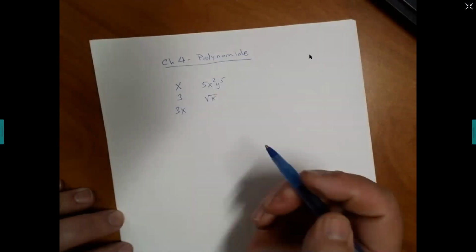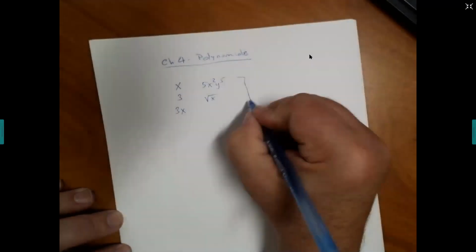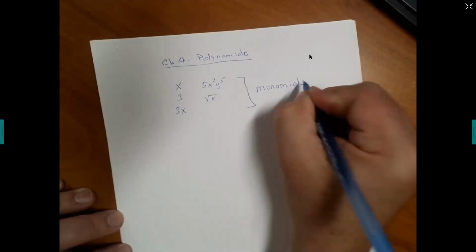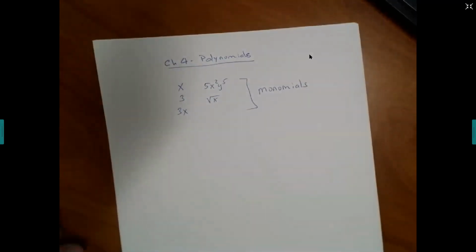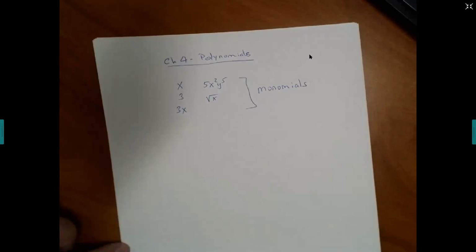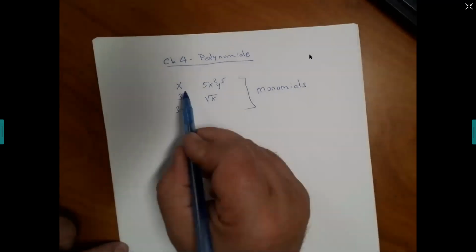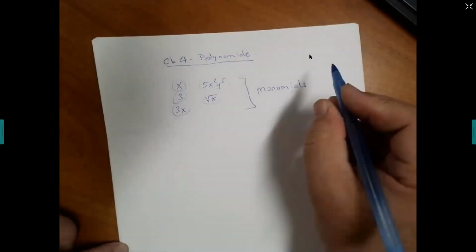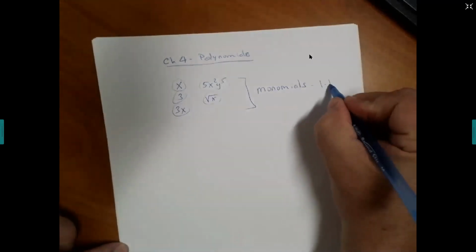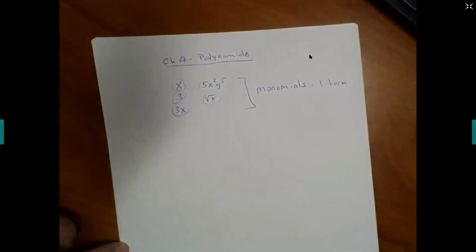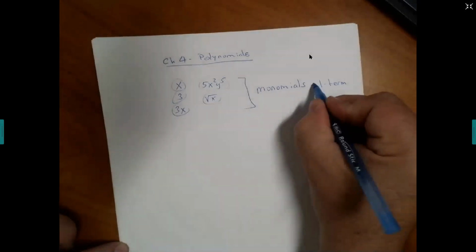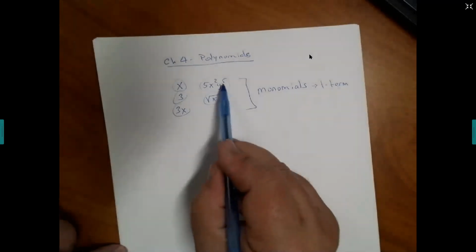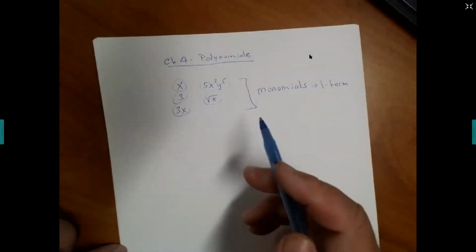These are all examples of monomials. Why is that? Each one only has one term. Monomials only have one term. It can have multiple letters and numbers in it, but there's no plus or minus.